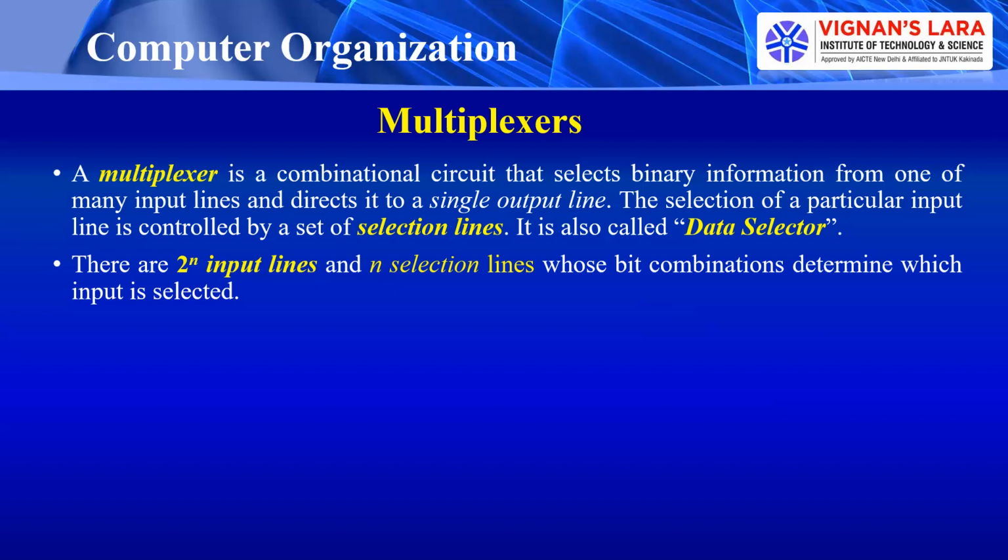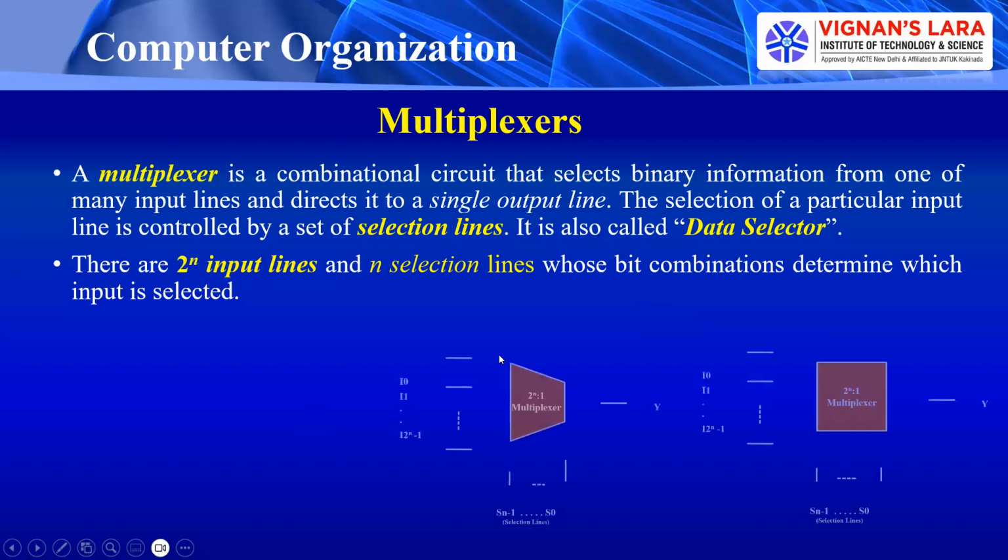There are 2 power n input lines and n selection lines whose bit combination determines which input is selected. That means if you consider a multiplexer which has 2 power n inputs, and as usual one output, then the number of selection lines the multiplexer has is n. Based on the bit combination present on the selection lines, we select one of the inputs of the multiplexer.